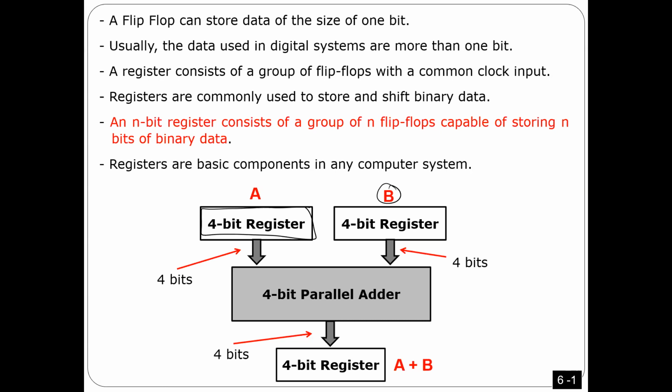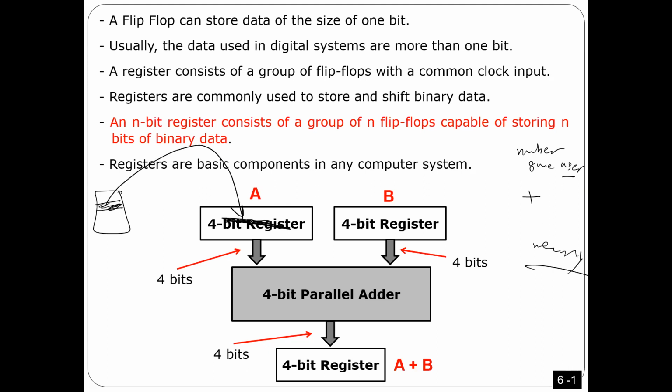For example, I want to add a number given by the user plus a number in memory. I have a memory, and I'm going to get a number from the memory. I first have to store the number here. For the second number, I'm going to ask the user, please give me a number. The user gives me a number, 10, 11, whatever. I'm going to put the second number here. And then I'm going to do the addition.